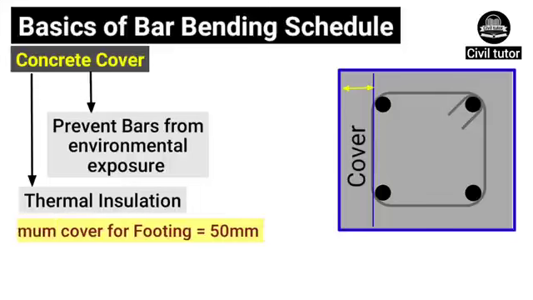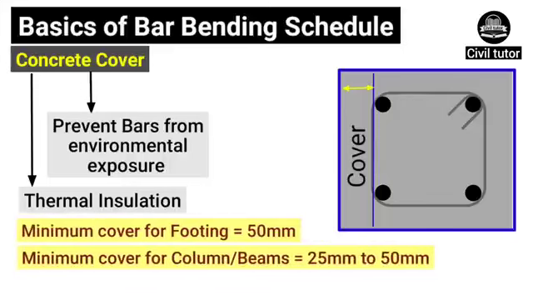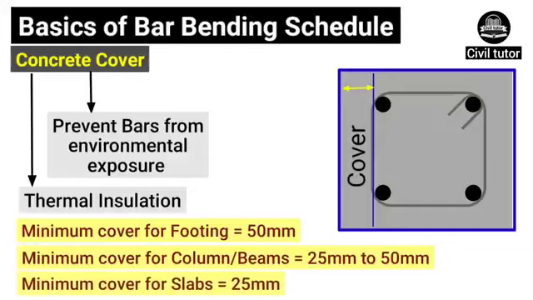The minimum cover for footings is taken as 50 mm. For columns and beams, the minimum cover is taken from 25 mm to 50 mm. And for slabs, the minimum cover is taken as 25 mm.